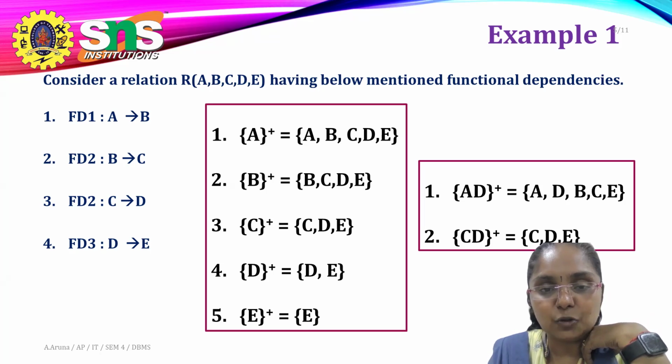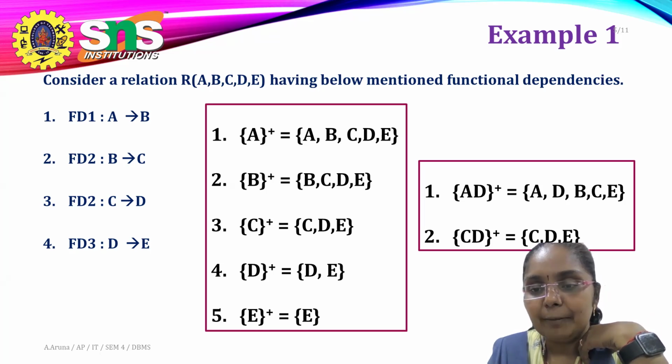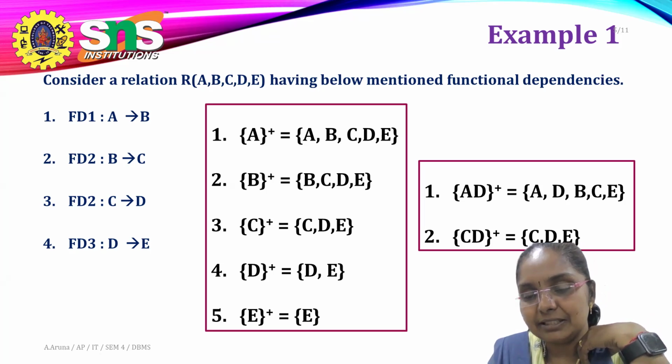Why am I saying this is a super key? By using A, I can identify all other attributes, because the table contains only 5 attributes. If I can identify all the attributes through that, then this particular set is called a super key. Similarly, this is also a super key because by using AD, I can identify all other attributes. But this is not a super key. Why? By using this attribute, I can identify only 3 attributes. A, B, I can't identify it over here. So this cannot be called a super key.